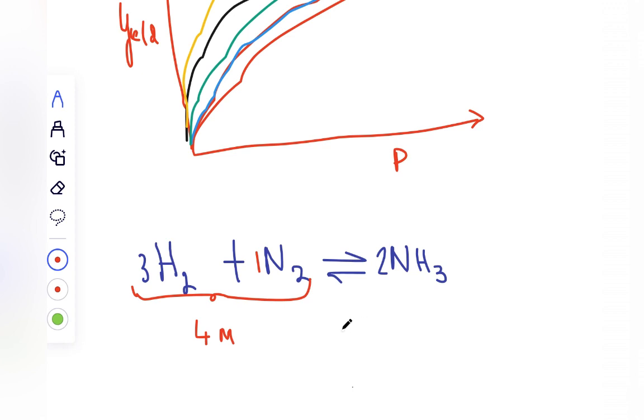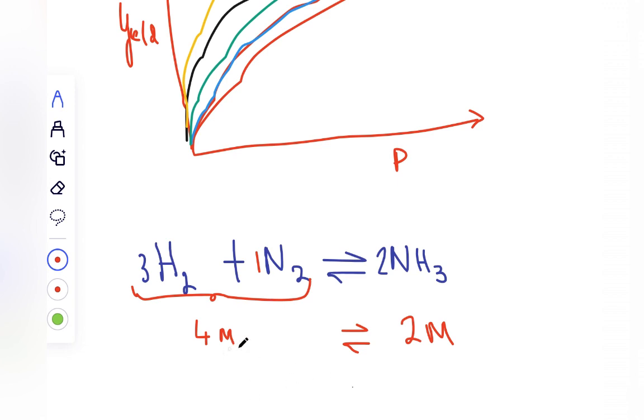Now in the product side, how many molecules? We have 2 molecules. I'm trying to explain why we increase pressure. Since the number of molecules on the reactant side is way higher than the number of molecules on the product side, you must increase the pressure. To favor the forward reaction, you have to increase the pressure.